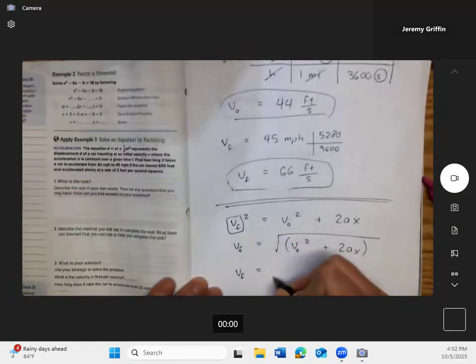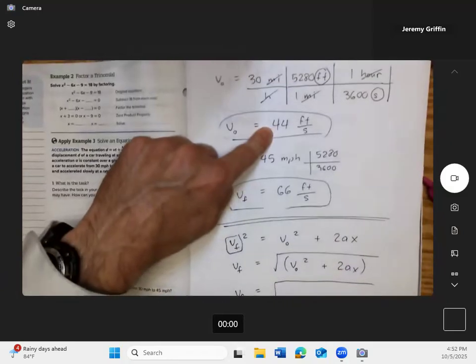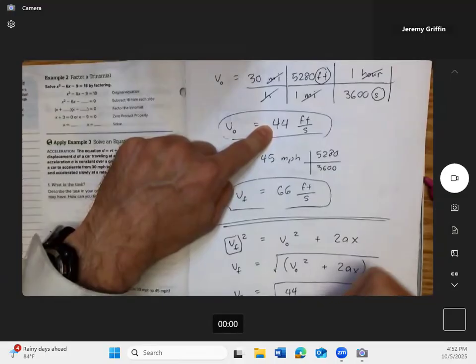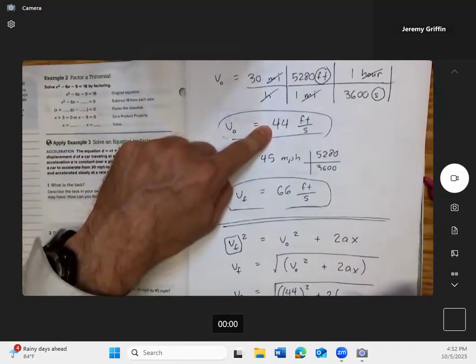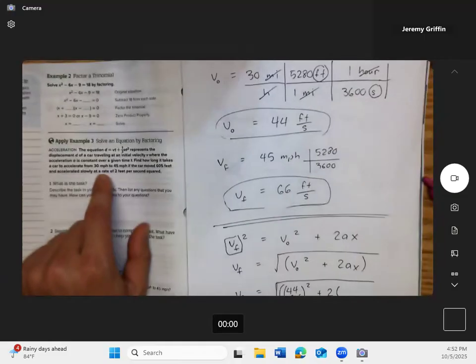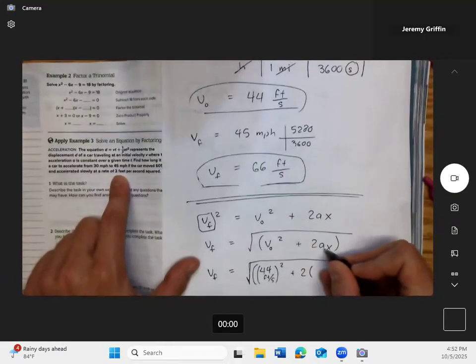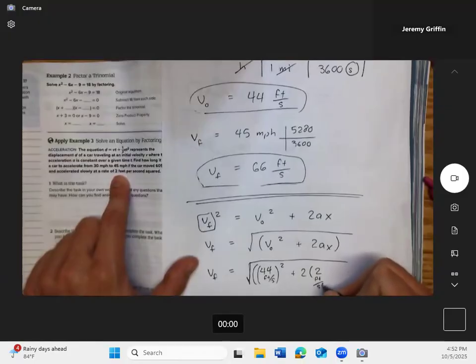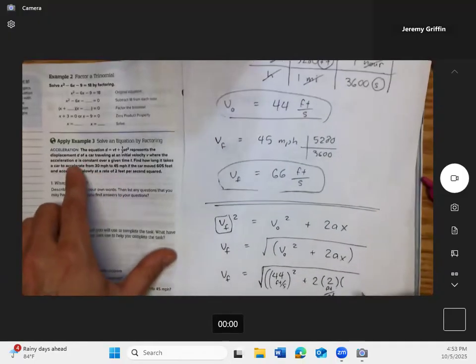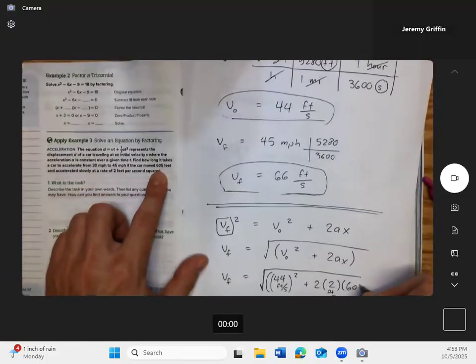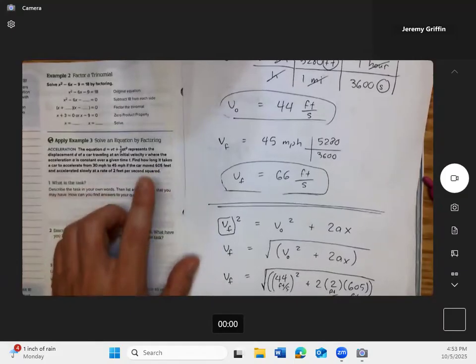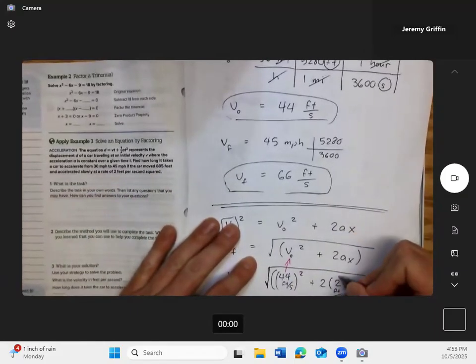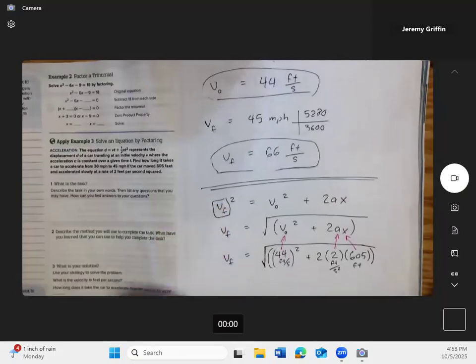So the final velocity should be the square root of, now the initial velocity was 44 feet per second, that's being squared. This whole thing's underneath the radical. Plus 2 times, now the acceleration they told us was 2 feet per second squared. So in place of this a, I'll do 2 feet per second squared. And they also told us the displacement was 605 feet. So all this is underneath the radical.